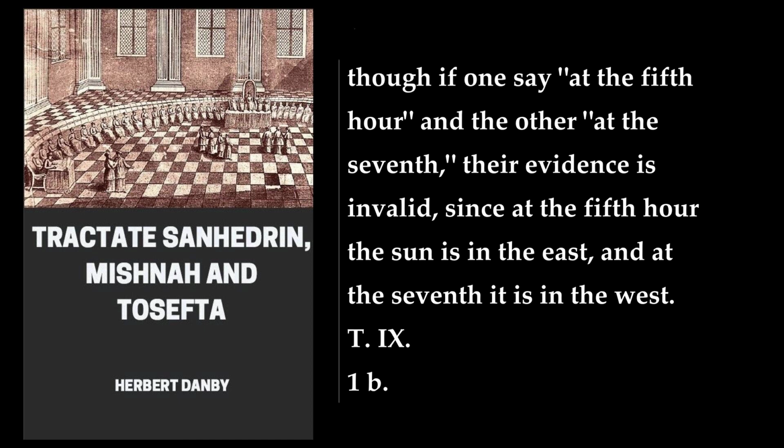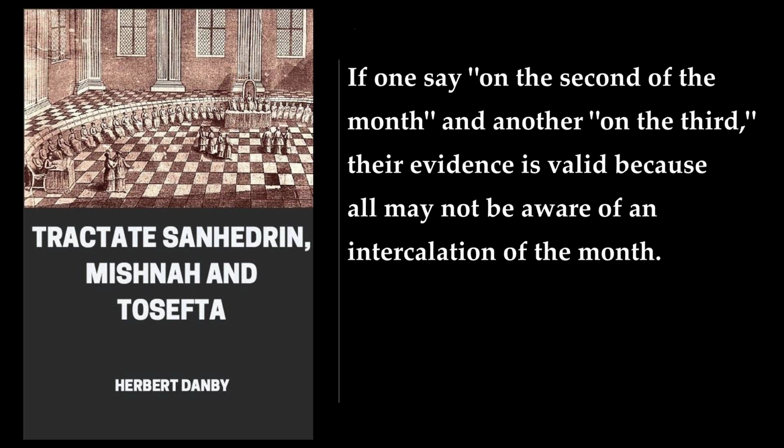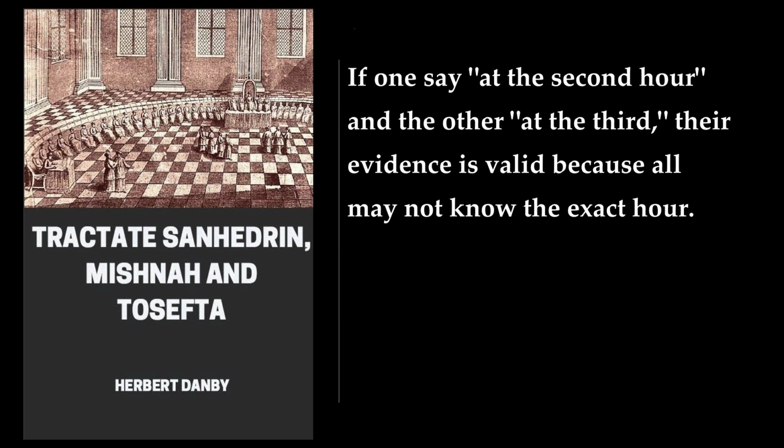T. 9. 1b. If one says, on the 2nd of the month, and another, on the 3rd, their evidence is valid because all may not be aware of an intercalation of the month. If one says, at the 2nd hour, and the other, at the 3rd, their evidence is valid because all may not know the exact hour.